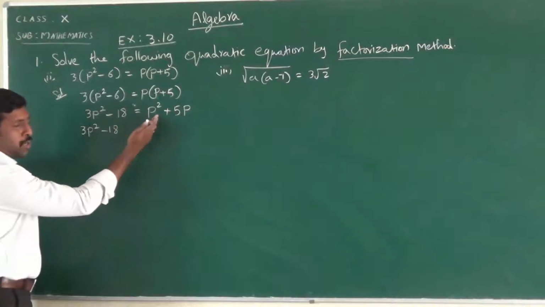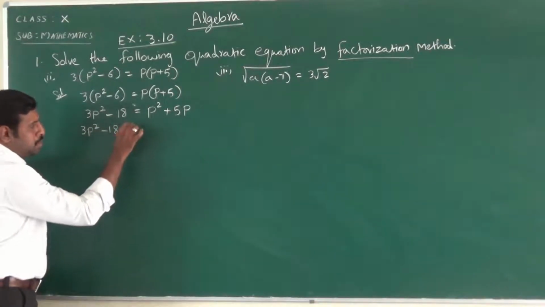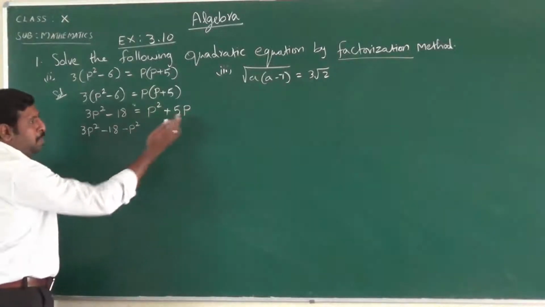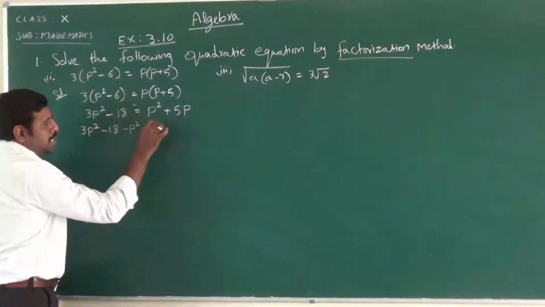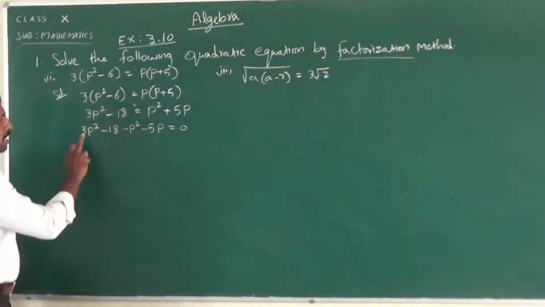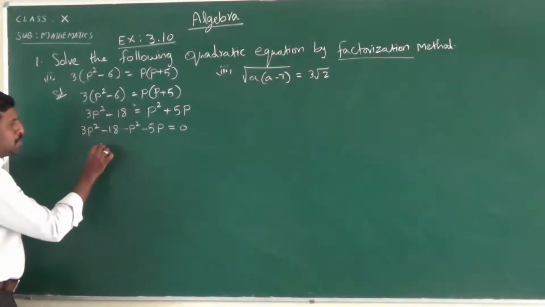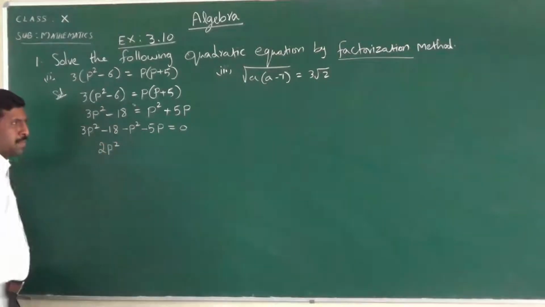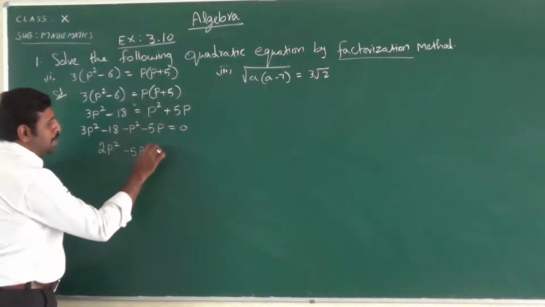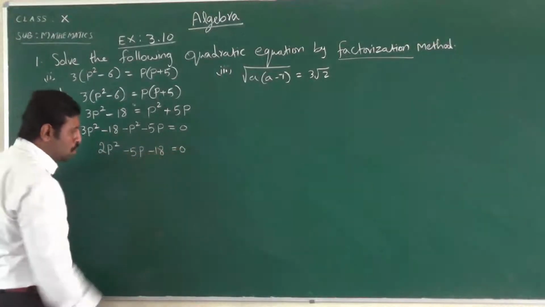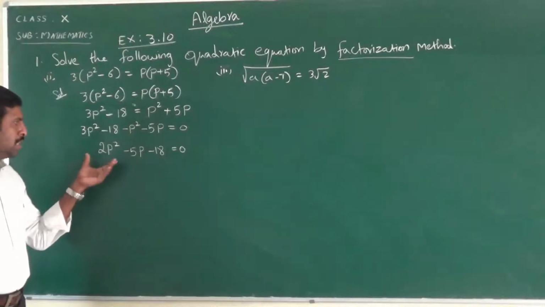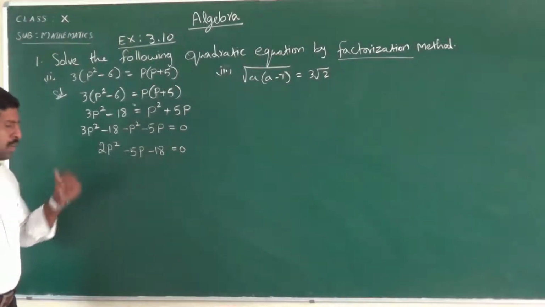If I take this p² to this side, we get minus p², because both are in positive value, right? And then 5p I take here, we get minus 5p is equal to 0. And then 3p² - p² is equal to 2p², minus 5p minus 18 is equal to 0. Now it is in the standard form of a quadratic equation. Now we want to find out the roots.